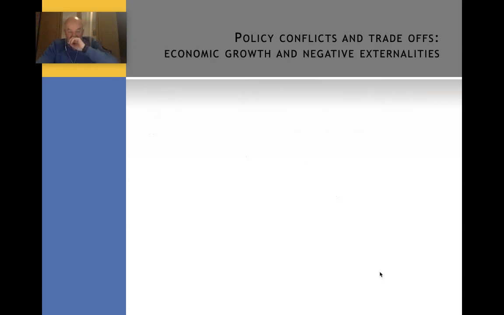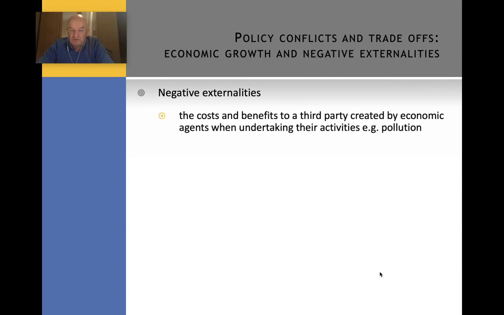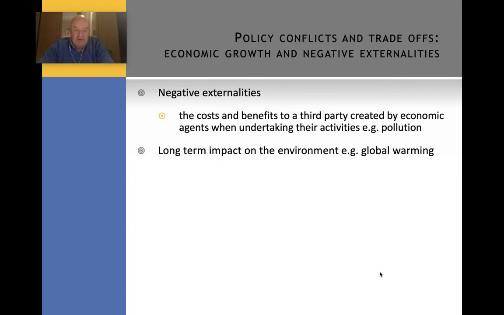And more often than not, it's a bit of a trade-off between, in this case, policy conflicts. Let's look at economic growth as an example, and negative externalities as the trade-off, if you like. So first and foremost, let's remind ourselves what negative externalities are. Basically, costs and benefits to a third party created by economic agents when undertaking their activities. So in this instance, clearly that would be a significant cost, wouldn't it? So pollution as an example.